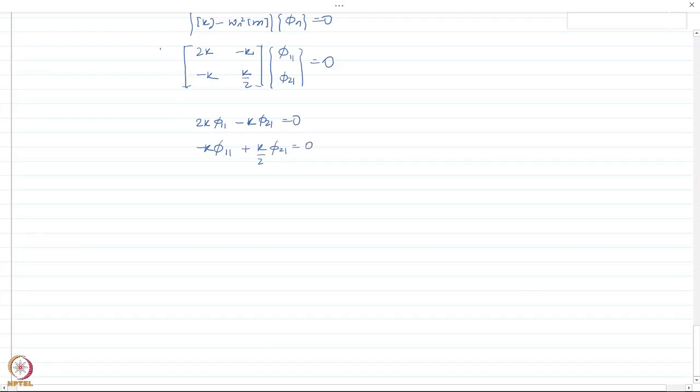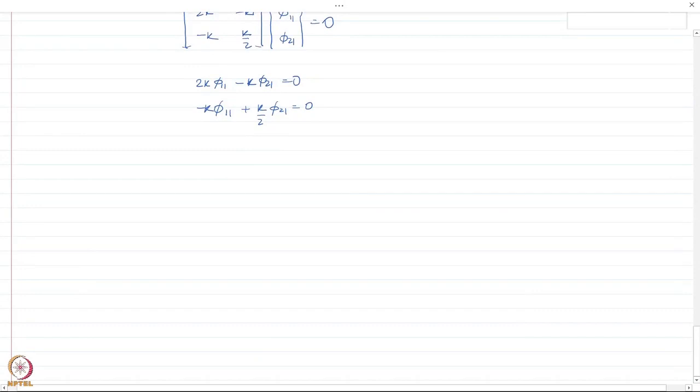Now if you look carefully, both of these equations are one and the same. Second, you can only get a solution for this vector in terms of some multiplicative constant. For example, phi 1 1 is nothing but 1 by 2 phi 2 1. Because it is a homogeneous equation, it can have infinite solutions. So you can only get a solution for these mode shapes in terms of some multiplication factor, and that is okay, because when we represent a mode shape, these are always the relative location of each degree of freedom.